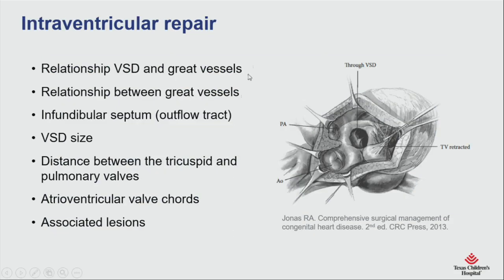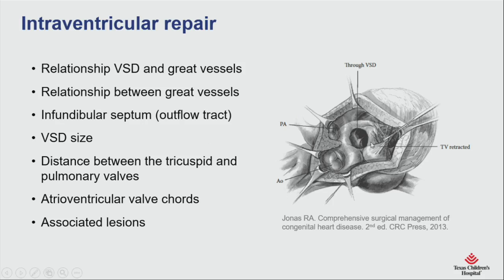So as I mentioned, the intraventricular repair is just creating that tunnel between the VSD and one of the great vessels. So what is it going to depend on? Well, obviously the relationship between the VSD and the great vessels, the relationship between the great vessels themselves, how much of an infundibular septum you have, just because it's going to condition your potential for left ventricular outflow tract obstruction, the size of the VSD, do you have to enlarge it or not to create that baffle? Some people talk about the distance between the tricuspid and the pulmonary valves.